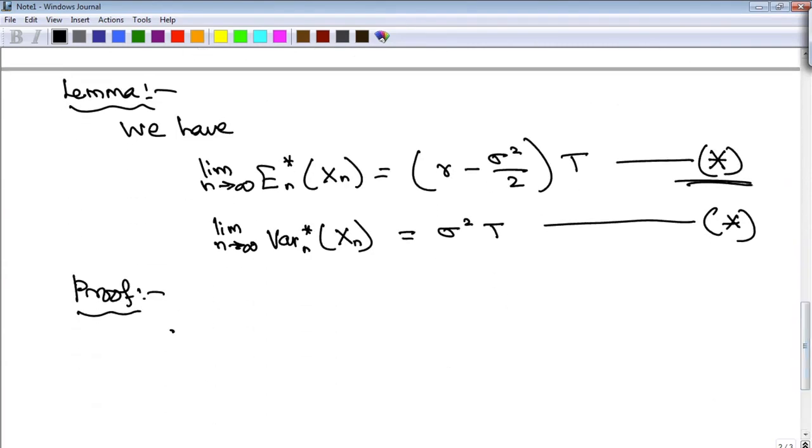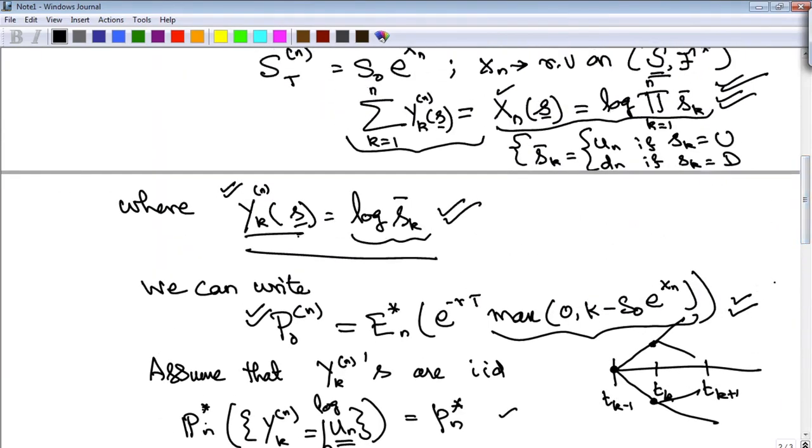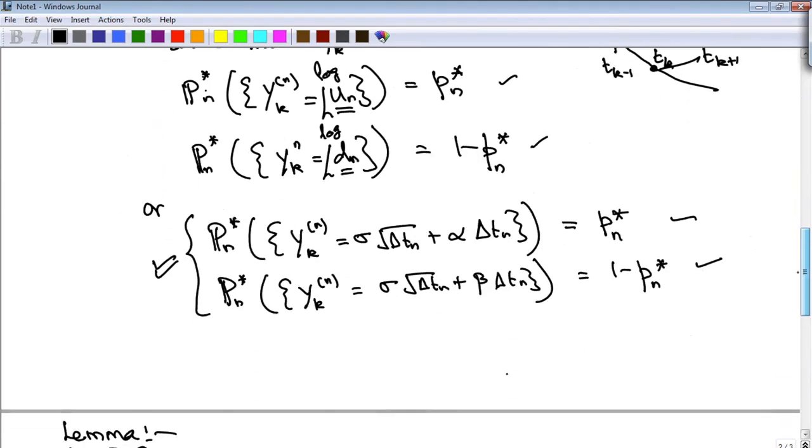Therefore, we can immediately write the expectation of Yn at each time level k as Pn star into Un, taken as sigma root delta Tn. I'm sorry, there should be a log here. Please change this in your notes. It is log Un, because you can see that Ykn is given by log of Sk, where Sk is either Un or Dn. Therefore it should be log of this, and Un is e to the power of this, so the log of e will go and you will have this. So this is correct, but this has to be changed.